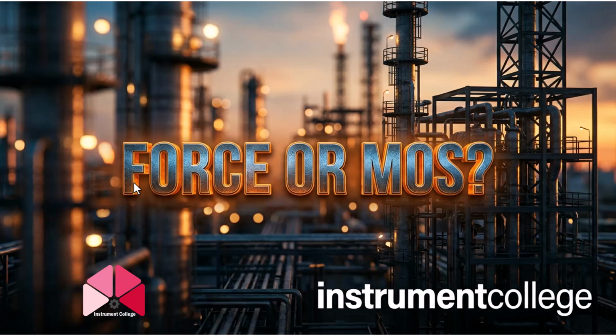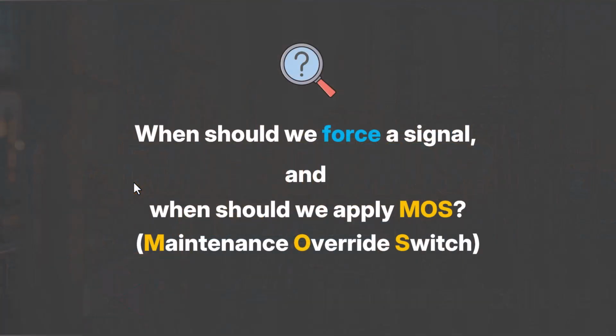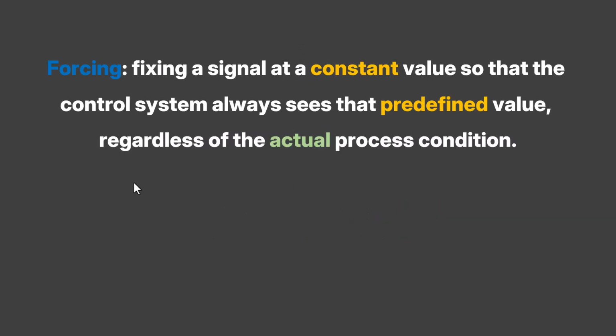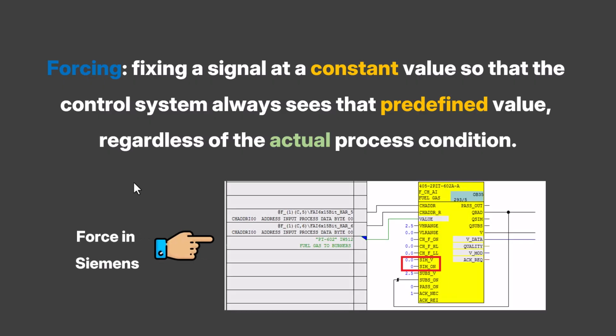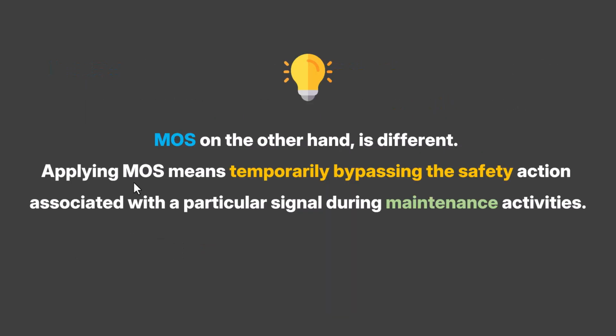One of the questions that many instrumentation and control engineers ask is, when should we force a signal? And when should we apply MOS, maintenance override switch? The definition of forcing is straightforward. It means fixing a signal at a constant value so that the control system always sees that predefined value, regardless of the actual process condition.